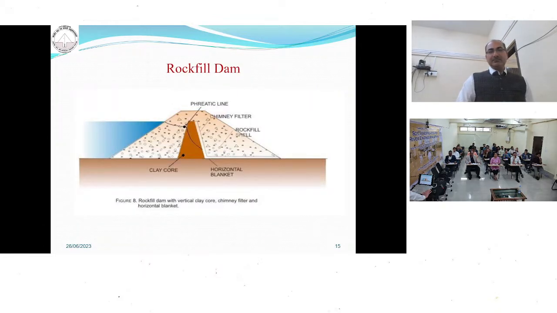This is a rockfill dam. At the center there is a clay core, and on both sides rockfill material is there. So here, what sir was discussing was the phreatic line. The phreatic line is also shown in this picture. From here, you can see that the chimney filter is provided where the phreatic line passes. Whatever water is seeping through the dam is taken by the chimney filter and drained off towards the toe drain.